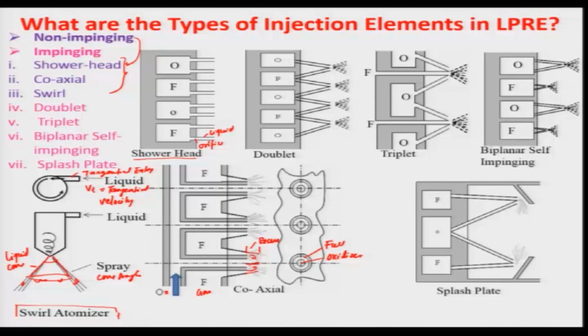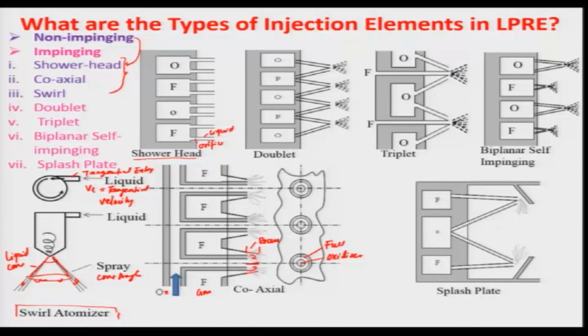For example, the oxidizer can rotate clockwise and the fuel anti-clockwise, or both can rotate the same way. So, all permutations and combinations can be used for designing coaxial swirl atomizers. And as I told earlier, these are the three non-impinging atomizers which are used for non-hypergolic propellant.